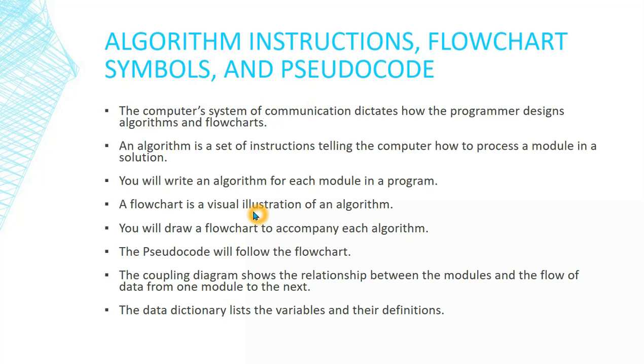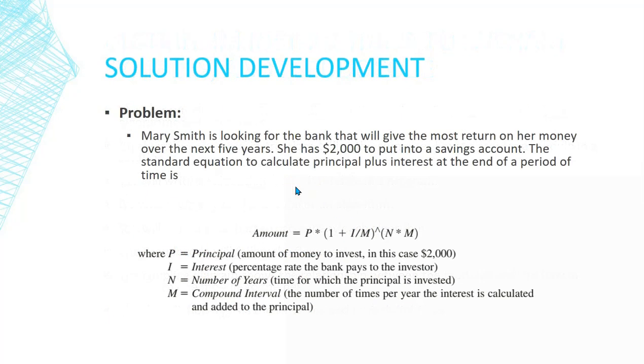For any problem, you need a solution that includes algorithms, instructions, flowcharts, symbols, paths, interactivity diagram, coupling diagram, all these things. So all these things should be included in our solution. And in this problem, we have a person, a woman, Mary Smith. She wants to deposit $2,000 in a bank, and she wants to compare the best or the largest amount she gets among different banks according to this equation. هاي equation اللي هي investment.